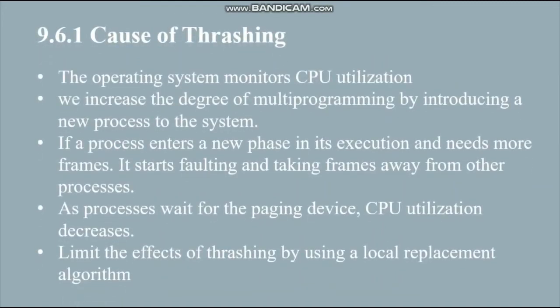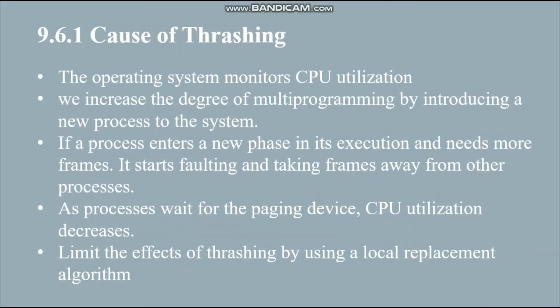The operating system monitors CPU utilization. We increase the degree of multiprogramming by introducing a new process to the system. If a process enters a new phase in its execution and needs more frames, it starts faulting and taking frames away from other processes. As processes wait for the paging device, CPU utilization decreases. Limit the effect of thrashing by using a local replacement algorithm.